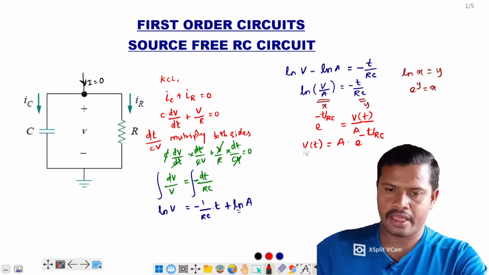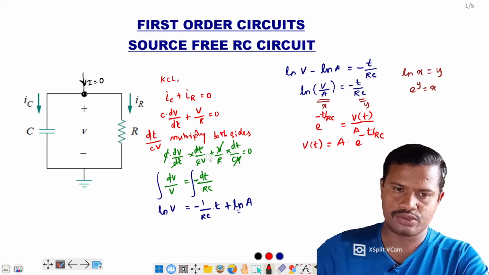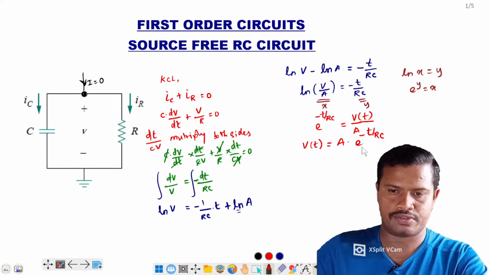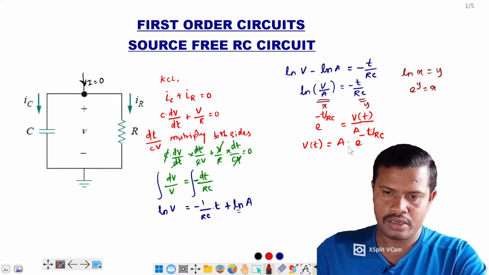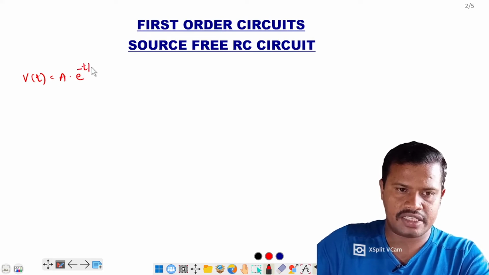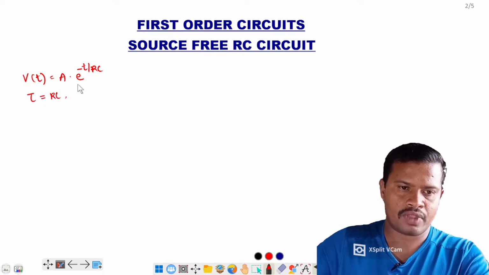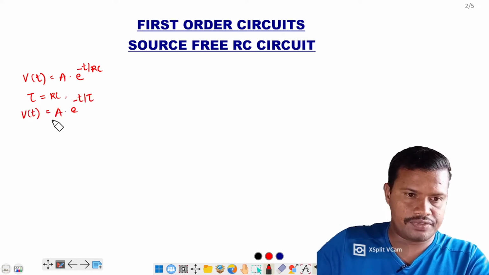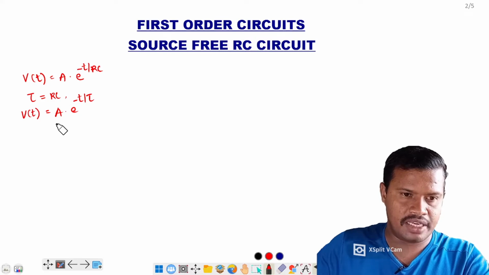This is the natural response equation for the source free RC circuit, and from this equation we come to know that the natural response is exponentially decaying. Further, we rewrite V of t is equal to A into e to the power of negative t by RC, and we know that the time constant tau is equal to RC, and the unit of tau is seconds. Applying tau in the above equation, V of t is equal to A into e to the power of negative t by tau.